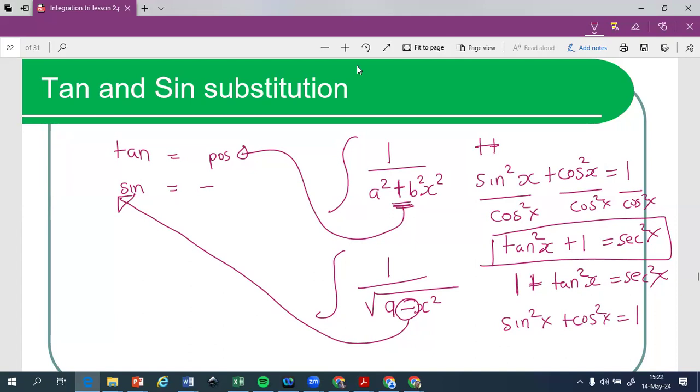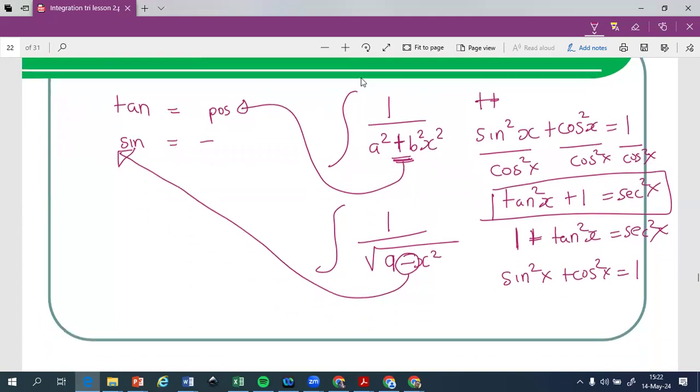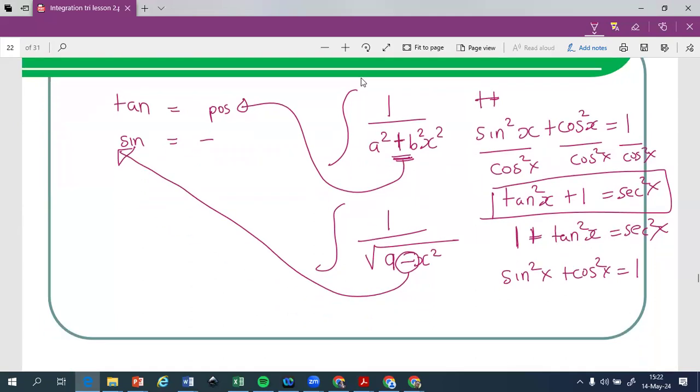Yes. Okay. But what I want you to obtain is this identity, that 1 plus tan squared x is equal to sec squared x. And that when it comes to tan, it starts with a plus. I will always apply it when I have a plus in my denominator. The sine identity is the one that I apply when I have a negative in the denominator.